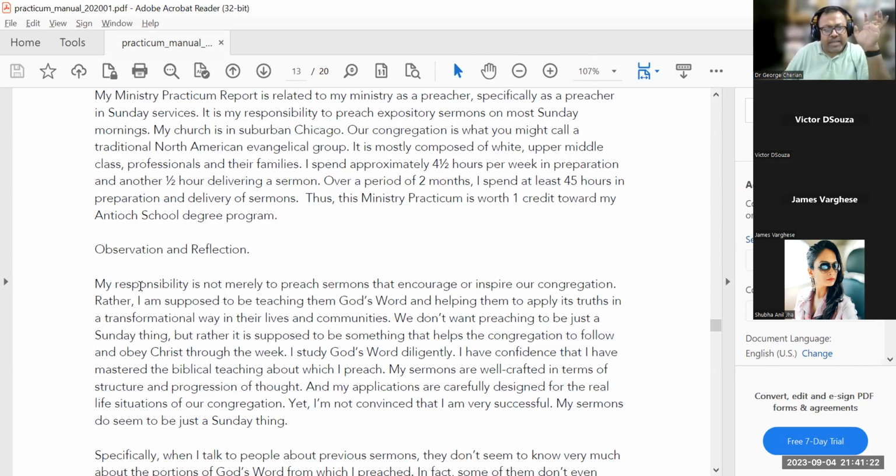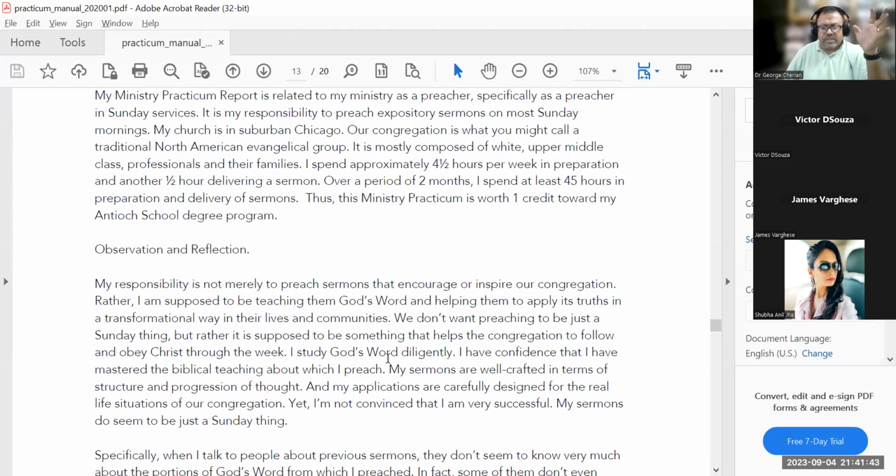Observation and reflection. My responsibility is not merely to preach sermons that encourage or inspire our congregation. Rather, I am supposed to be teaching them God's word and helping them to apply its truths in a transformational way in their lives. We don't want preaching to be just a Sunday thing, but rather a thing that helps a congregation to follow and obey Jesus Christ through the week.